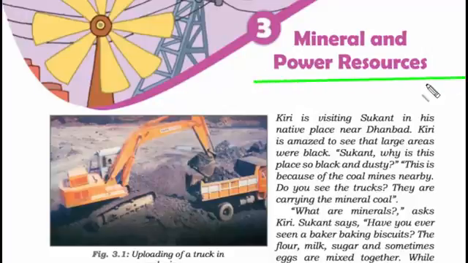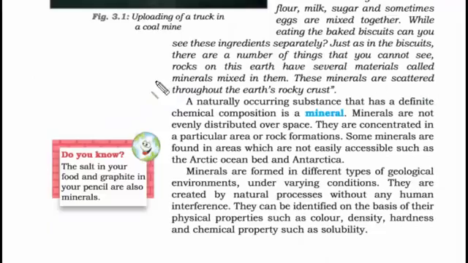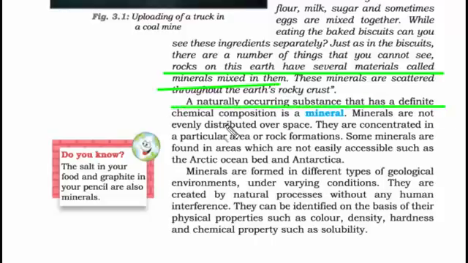In this chapter, we will read about what minerals are, where we find them, and furthermore, what they are used for. Rocks on Earth have several materials called minerals mixed in them. It does not mean that we eat rocks directly. Of course, these minerals need to be extracted, processed and then used, but their origination is from rocks. So a fine definition for mineral is a naturally occurring substance that has a definite chemical composition.